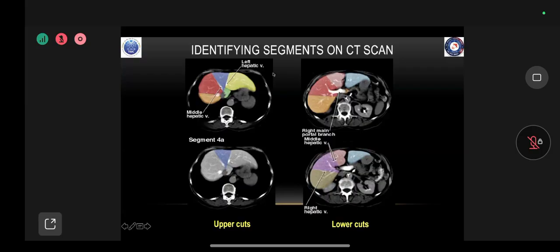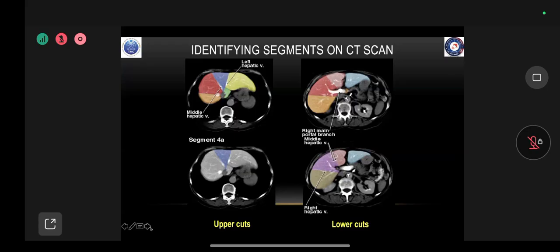And this is just a simple map. You have to follow the hands of the clock, and first go to the cava, find the hepatic veins. This is the left, this is the middle, this is the right, and you will get these superior ones. Once you come a little lower, once the portal vein appears, these are the lower segments. So if you start from top, it is 2, 3, 4B, 5, 6, 7, 8, and 4A and 3.